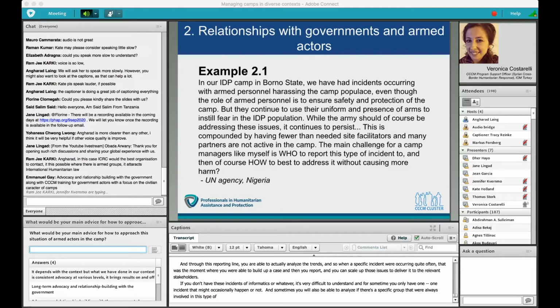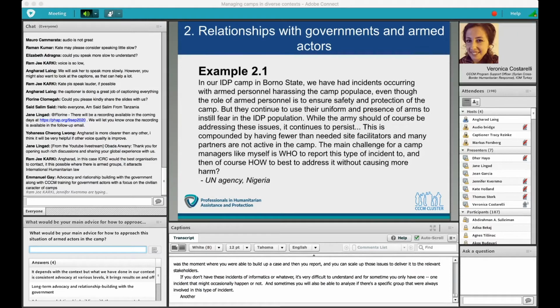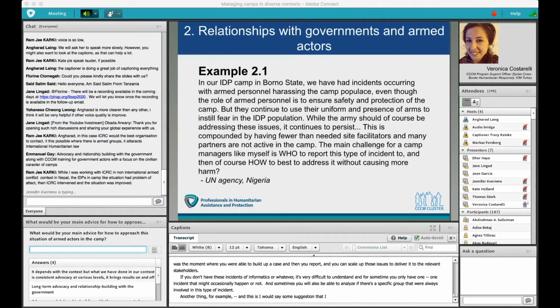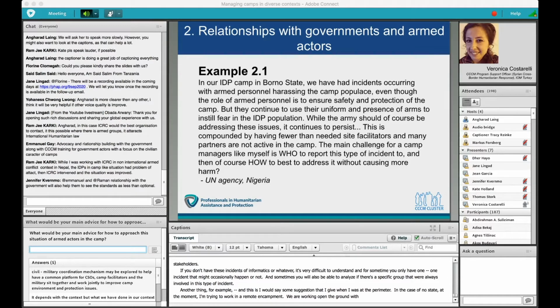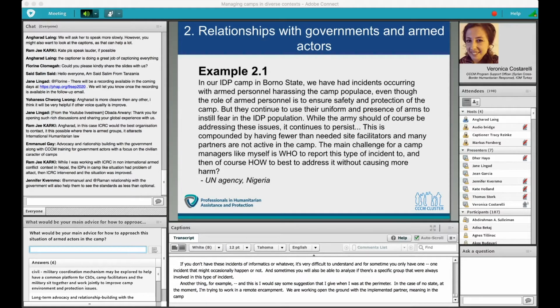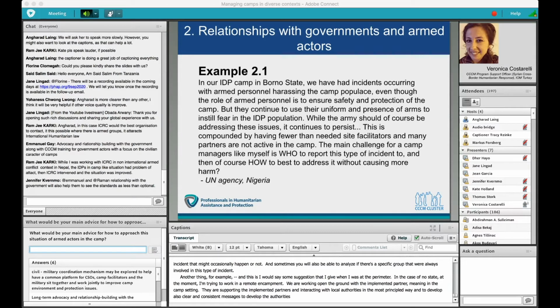Another suggestion that I gave when I was deployed in Iraq: in the case of Northwest Syria, at the moment I'm piloting a camp management standard in remote management. We are working in a very challenging and dynamic environment, on the ground through our implementing partners, to support affected communities living in camps and camp settings. Therefore, it is extremely important to support the implementing partners in interacting with local authorities in the most principled way, and to develop clear and consistent messages for the local authorities in order to avoid confusion and misunderstanding, which could jeopardize the operation and also their position.